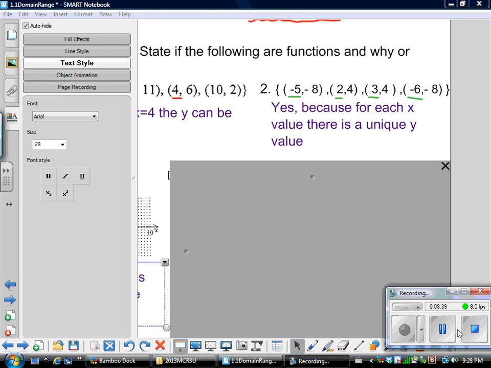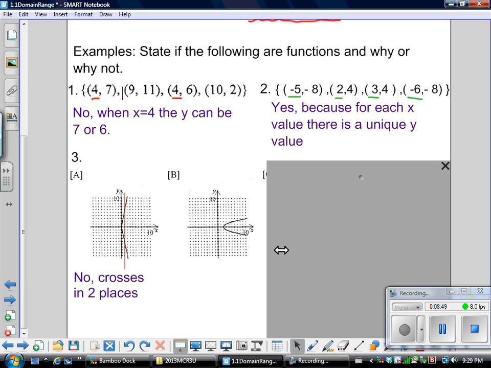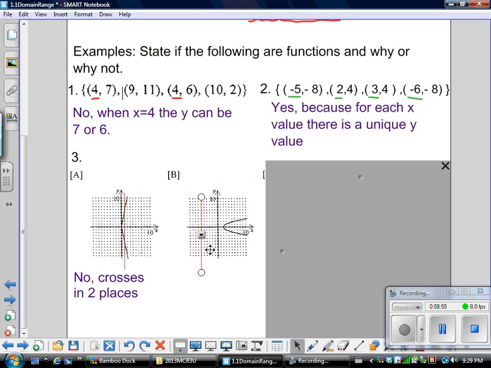Just give me 1 second. Sorry about that. When I copied and pasted, I just copied all the one that said yes. So no, because it crosses in two places. So now let's take a look at the next example, and you can probably see even without actually taking the vertical line that it is going to cross in more than one place, right? You can see two places. So no, vertical line touches in two places.